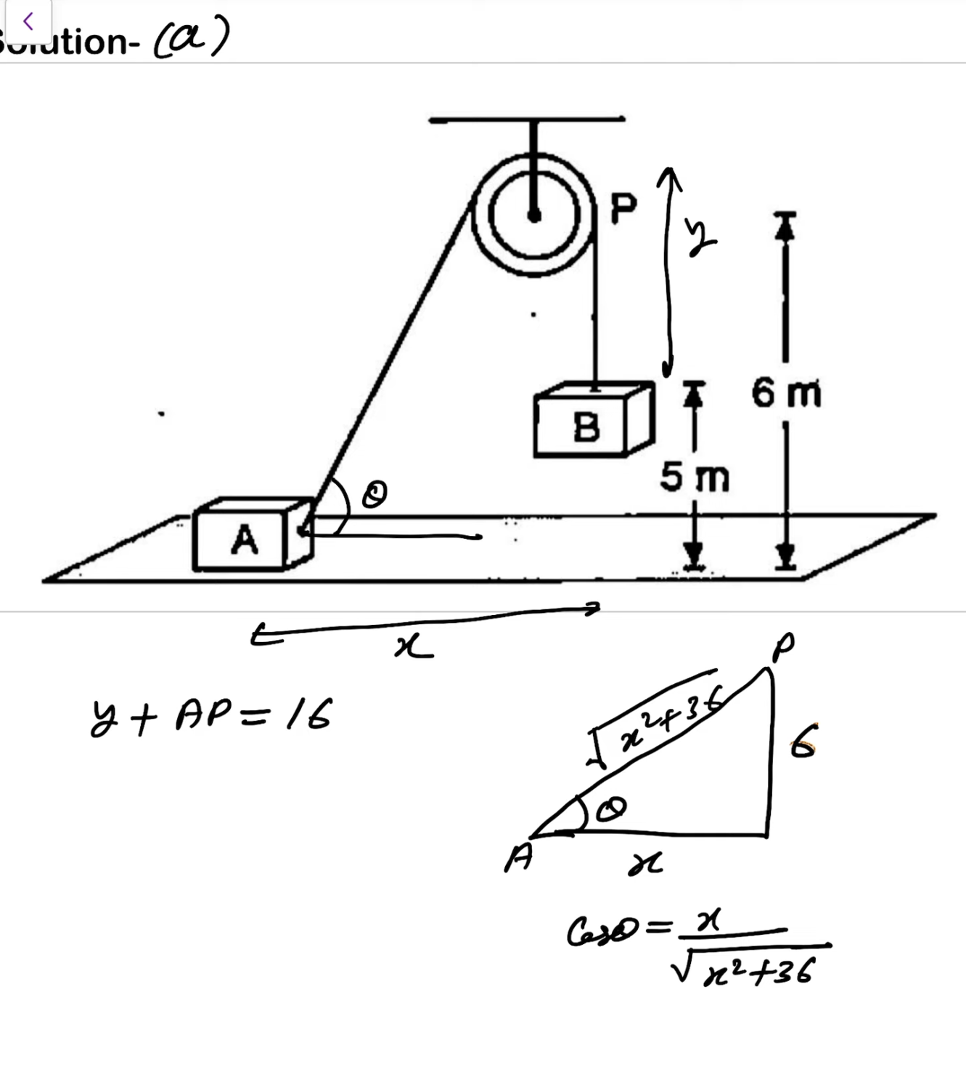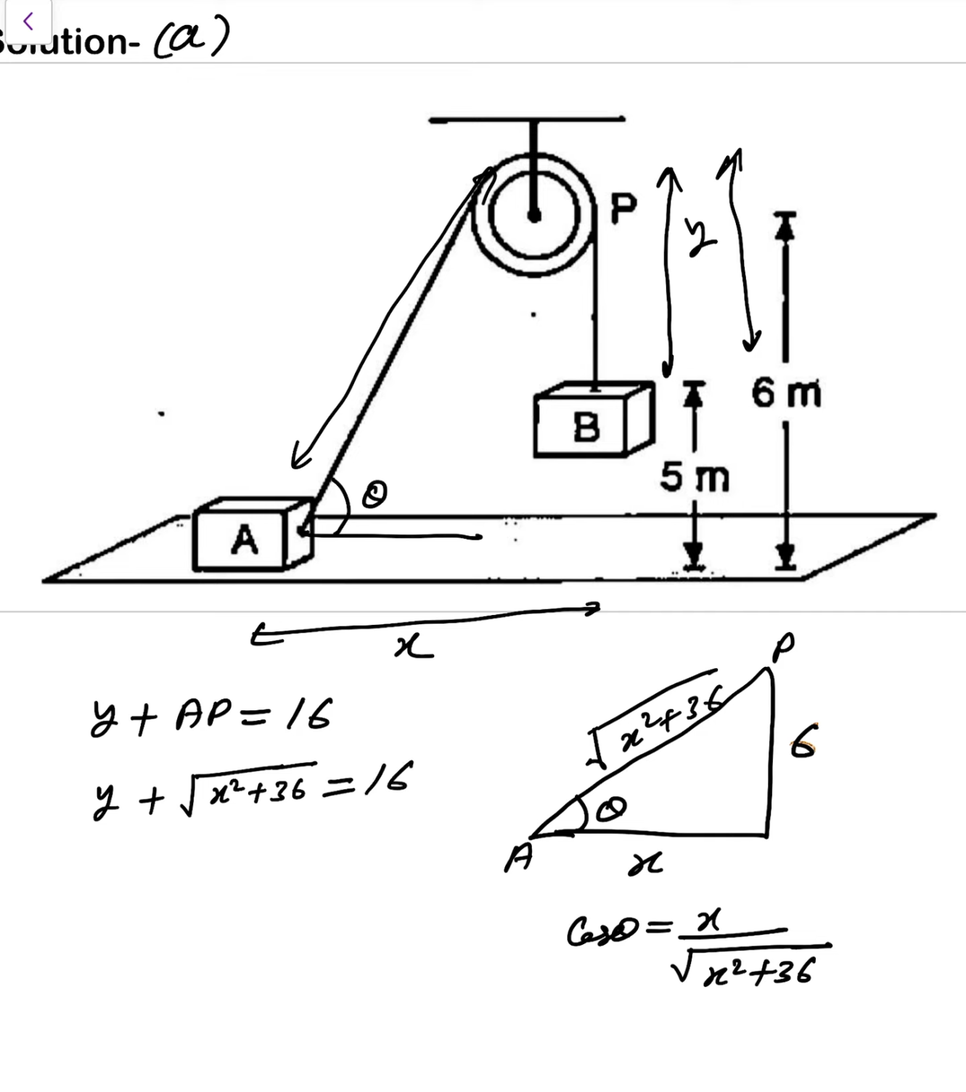Now, what about AP? AP is written as the square root of x squared plus 36. Clear or not? I know that this y plus AP is equal to 16. So it is written like that.